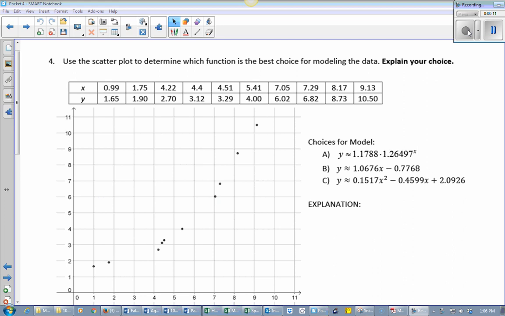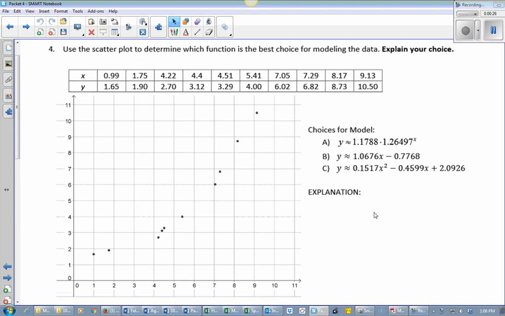Okay, so we left off here at number 4. We've got a data table and the scatter plot given to us, and we have 3 choices for a model. And we're supposed to choose which one we think is the best and explain. Now, we don't have any technology to help us here, so this is modeling the type of question that you might see on the final exam, something like this. So we want to choose from these based on the shape of the scatter plot.